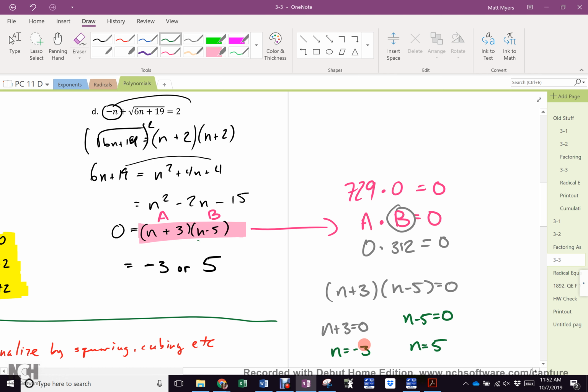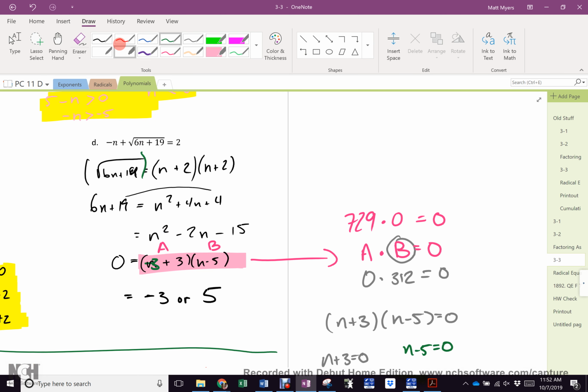If n is negative 3, what is negative 3 plus 3? 0. And what is negative 3 minus 5? Negative 8. What is 0 times negative 8? 0. So does negative 3 work? Yes. Now if I do the same thing with positive 5, I'll get the same result. Are you cool? Now, why we have 2 answers, though, is because we squared right there. There might not be 2 answers, so I have to check it in the original equation.